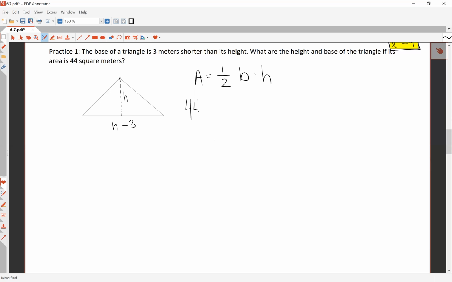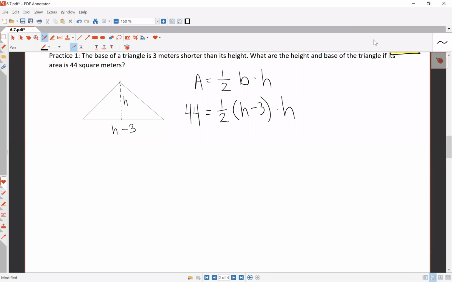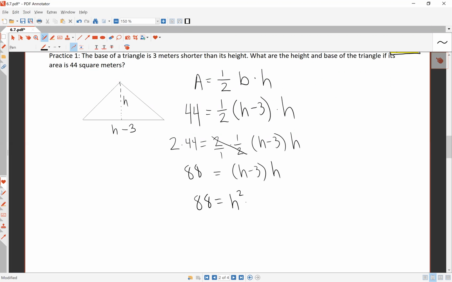So the area is 44. The base is h minus 3, and the height is h. In order to solve this, it's a good idea to multiply both sides of this equation by 2. 2 times 44, 2 times 1/2, times h minus 3 times h. I wanted to get rid of that 2 right there, so we're left with h minus 3 times h. 2 times 44 is 88. So I have 88 is equal to h squared minus 3h.